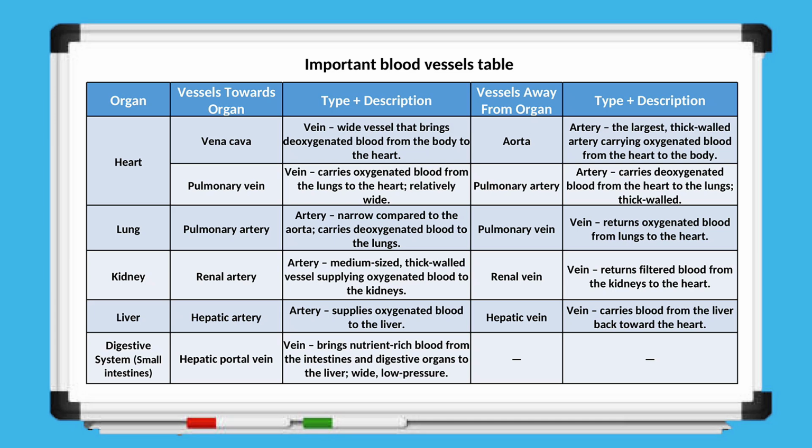In the lungs, the pulmonary artery brings deoxygenated blood towards the lungs, while the pulmonary vein returns oxygenated blood away to the heart. For the kidneys, blood towards them comes via the renal artery, a medium-sized thick-walled artery, and blood away flows through the renal vein carrying filtered blood back to the heart. In the liver, the hepatic artery supplies oxygenated blood towards it, while the hepatic vein carries blood away toward the heart. From the digestive system, particularly the small intestines, the hepatic portal vein brings nutrient-rich blood towards the liver for processing.